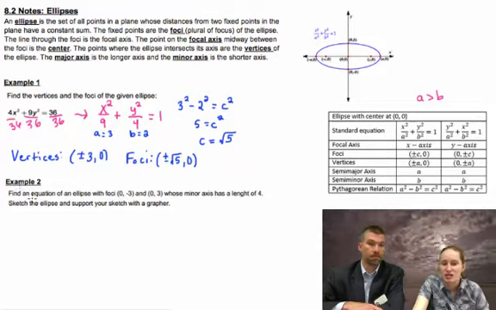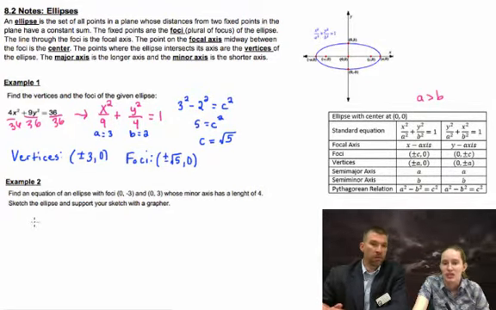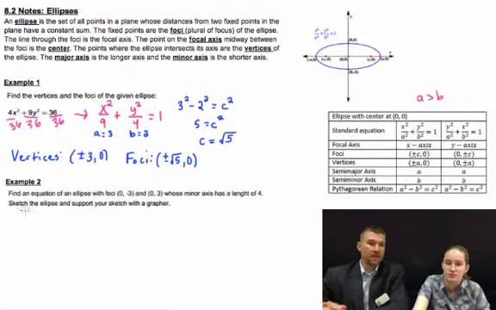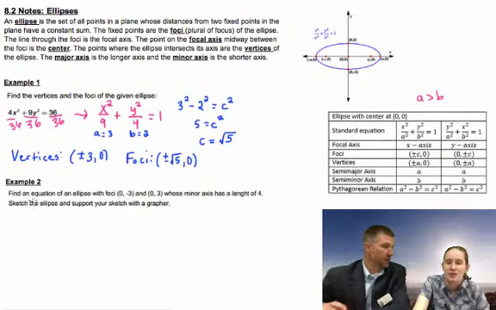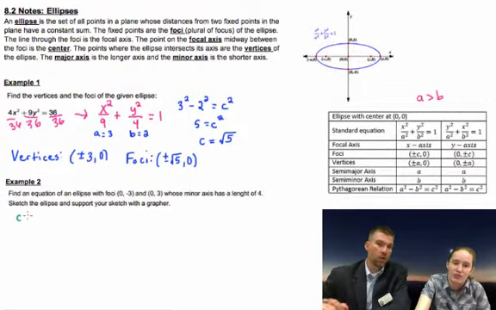Find an equation of an ellipse with foci (0, -3) and (0, 3), whose minor axis has a length of 4. Sketch the ellipse and support your sketch with a graph. I already know what B and C are. I can tell you right away without doing any math. Why don't you tell us your thought process for finding B and C?